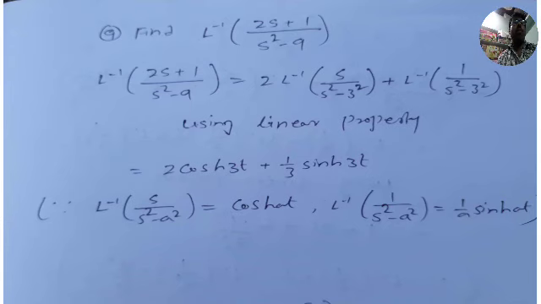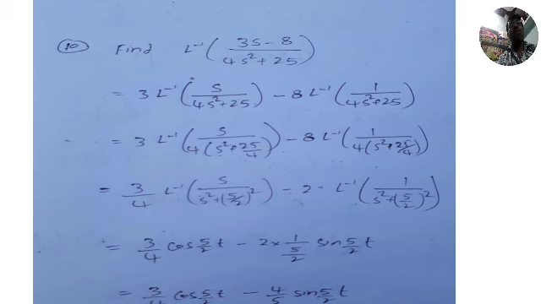So let me proceed to the next example. It's the 10th one. This is also a question repeated many times. What is the 10th question? Find L inverse of 3s minus 8 by 4s square plus 25. Dear students, now you see what is the difference here. You can take constants outside. 3 is a constant outside: L inverse of s by 4s square plus 25. Minus 8 is a constant outside: L inverse of 1 by 4s square plus 25.